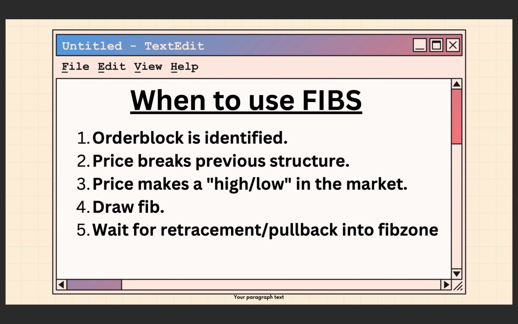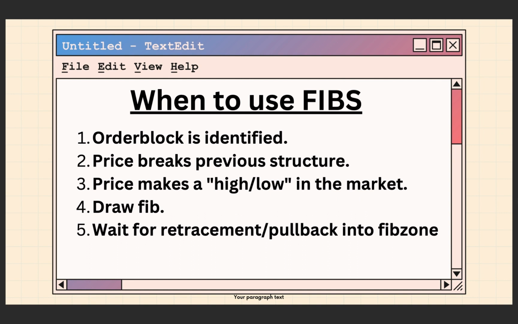These are the things that you need to wait for, in my opinion, to use your fib. One, you identify your order block. Two, you wait for price to break a previous structure. Three, price makes a new high or low in the market. Four is when you draw your fib and see how that price leg pans out. And five, you wait for the retracement or pullback into the fib zone, hopefully lining up with an imbalance or an order block. That's really all the actual information I need to give you.